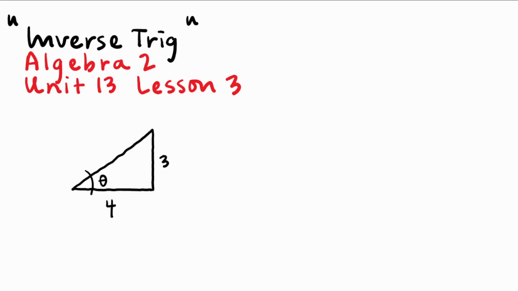Alright, welcome back. In this video we're going to talk about inverse trig. We've gone through and said if we know an angle, we can find side lengths. But what if we know side lengths? We know if these two legs are 3 and 4, then the hypotenuse has to be 5. So we've pretty much got this triangle all the way surrounded. How do we find the value of theta? That's what I'm going to tell you in this video.